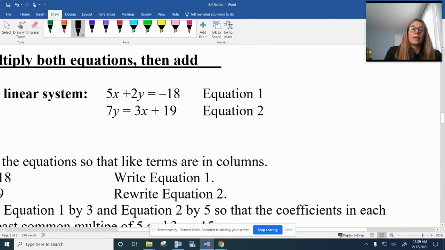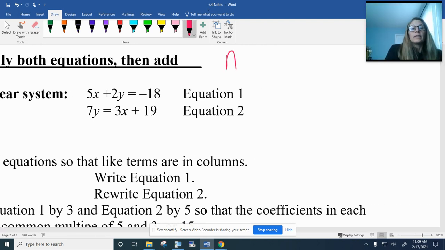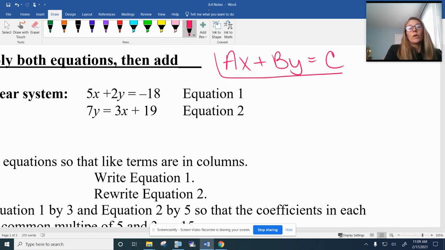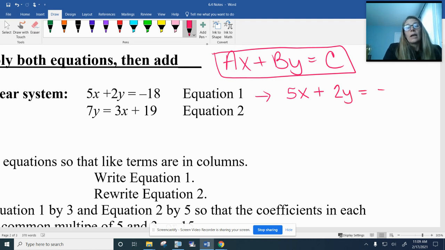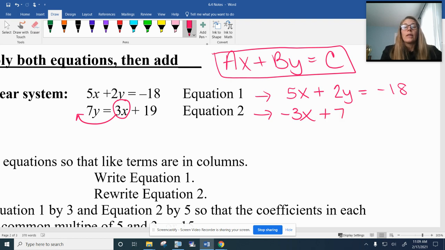Now, the first one, again, just as a reminder, all of these, if you're using this method, all the equations need to be in that standard form with your x and your y on the left, your constant on the right. So we can see the first equation here is already fine. We have the 5x followed by the 2y and then the negative 18 on the right side of the equal sign. However, equation 2, the x is on the wrong side. It needs to be moved over to the left, which will make it a negative 3x. Then you have your plus 7y equals your 19.